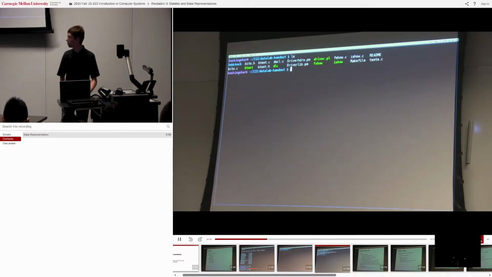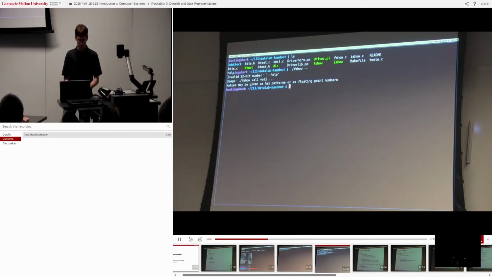In addition, there's also two more. You can see two more programs in here, fshow and ishow. fshow and ishow are utility programs to help you. So fshow, we can look at the help for it. Oops, that's not how you get the help for it. Well, it tells us the usage anyway. So you give it some values as either hex or floating point numbers, and it will tell you stuff about the bit patterns that those have.